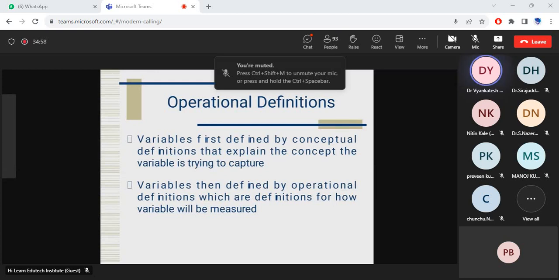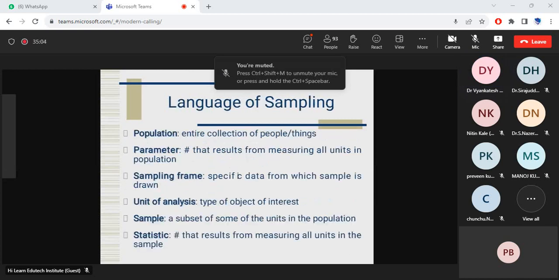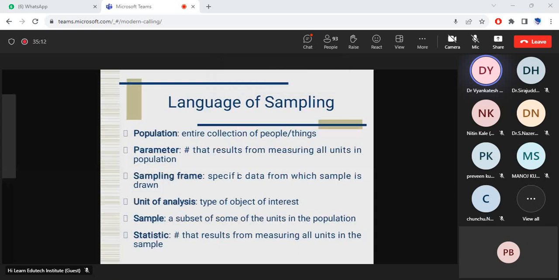Dealing with the next slide, the language of sampling. What kind of data we have, what kind of parameters we are going to be dealing with, what kind of sampling frame, unit of analysis, sample, and statistic. The language of sampling is nothing but what kind of data we need to deal with and what kind of sampling we are going to take.